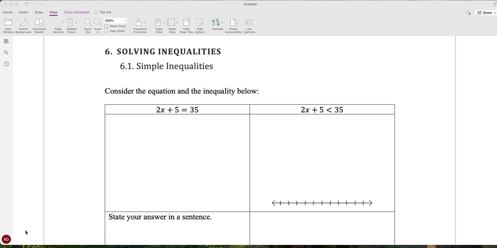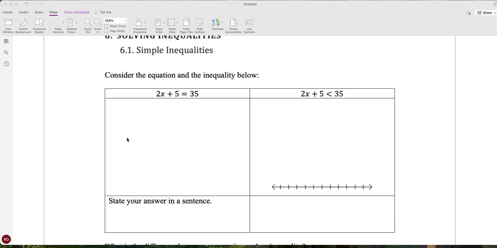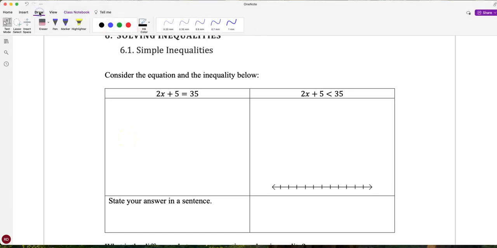Pre-algebra, last couple of lessons here to end up the fall teaching. We need to talk about something called simple inequalities. So we've dealt with equations, some of those same concepts, but dealing with something called an inequality.